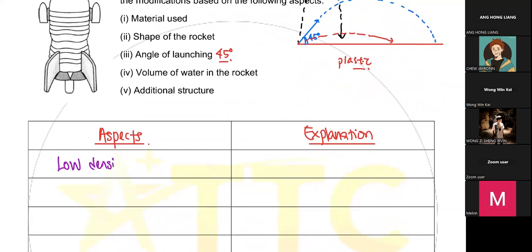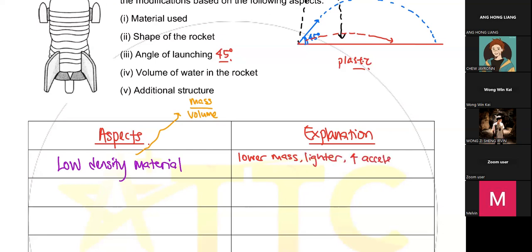I will say by using a low density material. So low density material, okay, in physics, everybody here knows that density is mass over volume, right? So low density material means that I'm looking at a lower mass so that it is lighter, so that it can have higher acceleration. So it can fly to the sky, it can accelerate towards the sky, it can accelerate faster. Okay, no problem. Number 2.